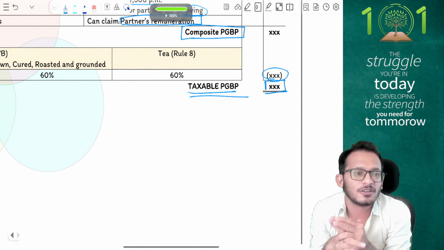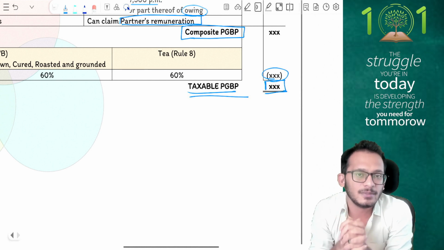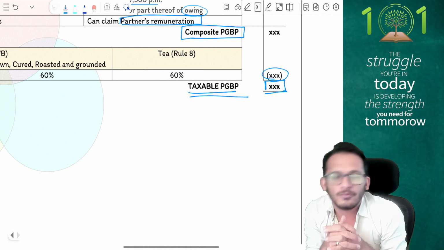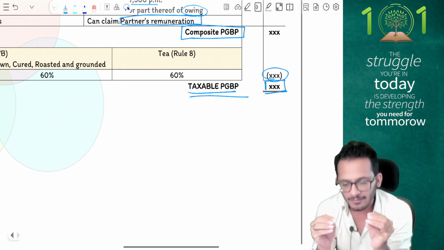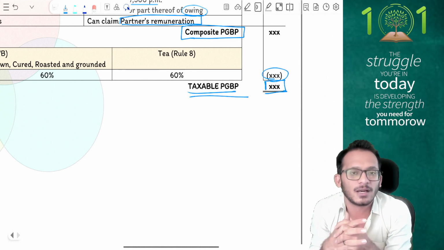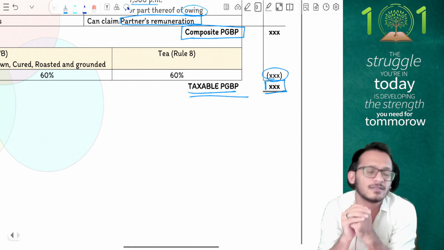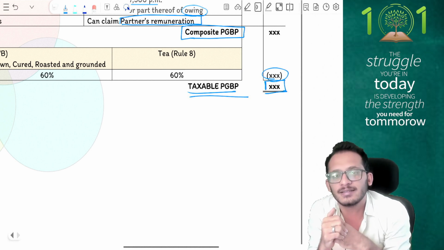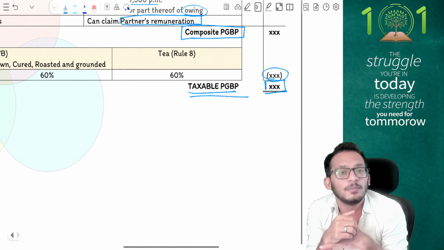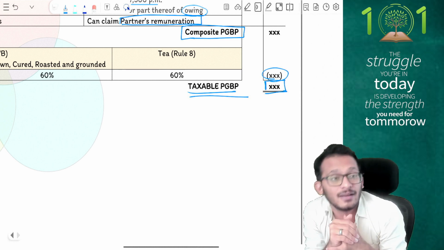I am fairly sure that every adjustment which is required for PGBP is covered here. You will very rarely see one or two late adjustments come in ICAI exams which will not be catered to by these adjustments. Yes, so majorly everything is covered in this. You should be able to cover your PGBP 15 mark question with this on a significant level.